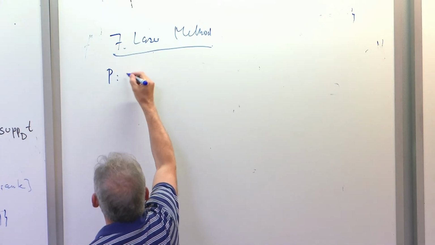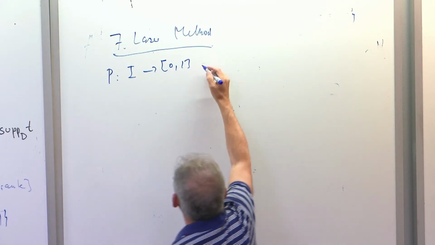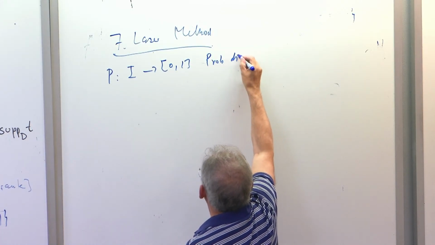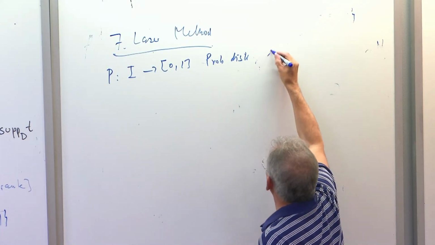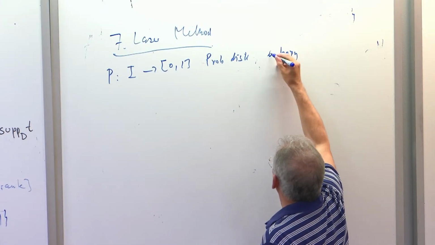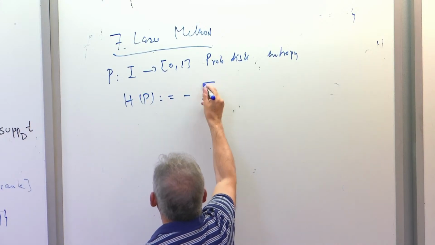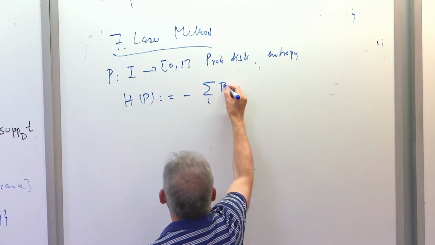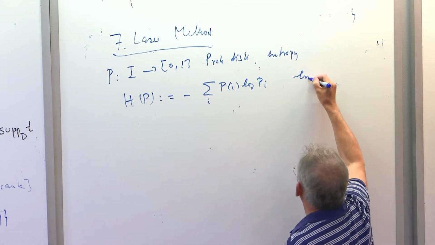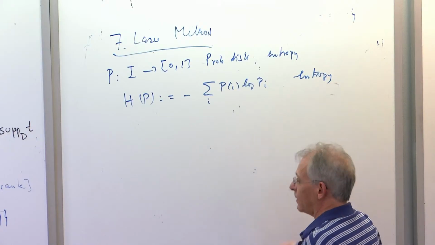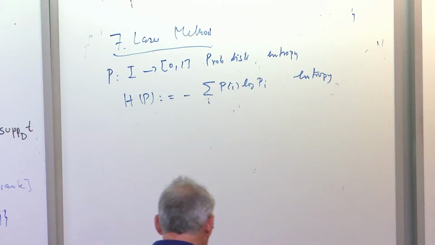So P is a probability distribution on my finite set I. And then it has the Shannon entropy. I assume most of you know what it is, but let me write the definition: minus the sum over I of Pi log Pi is the entropy. It's a concave function and it takes its maximum at the uniform distribution. Important in information theory.